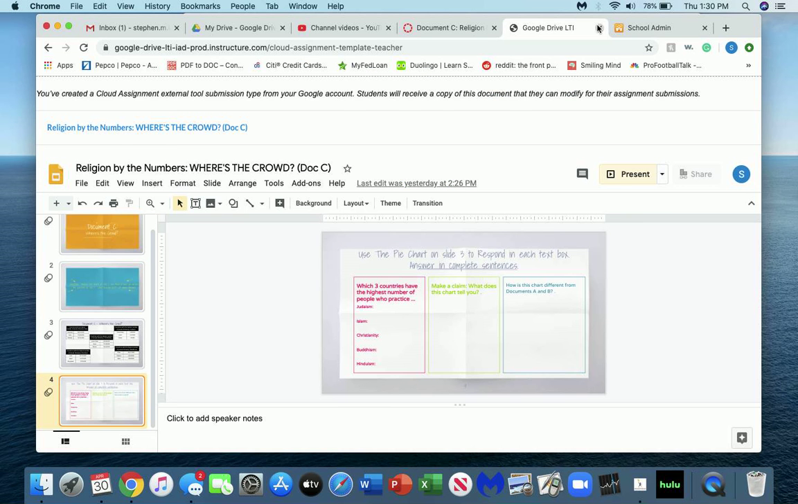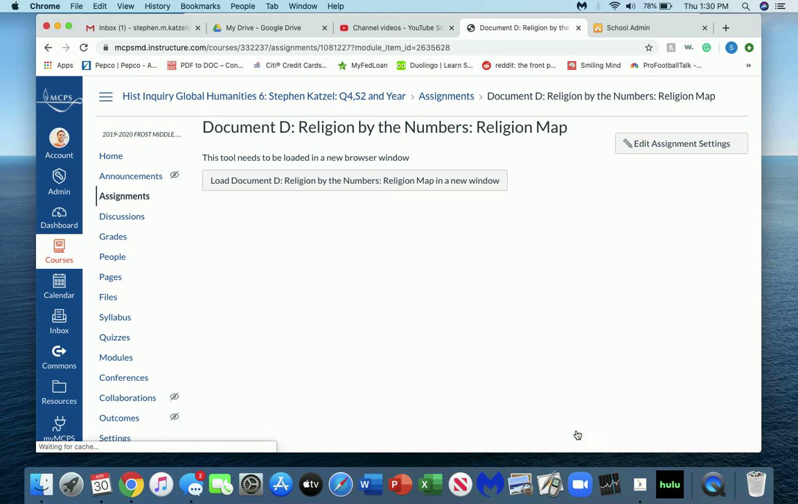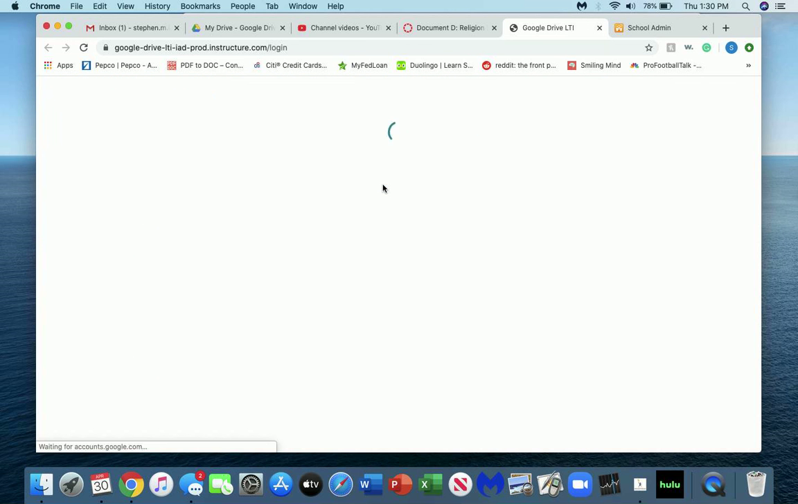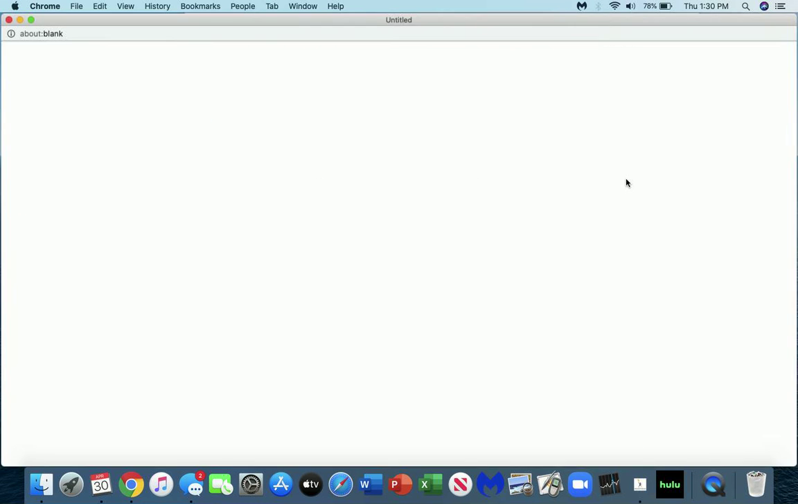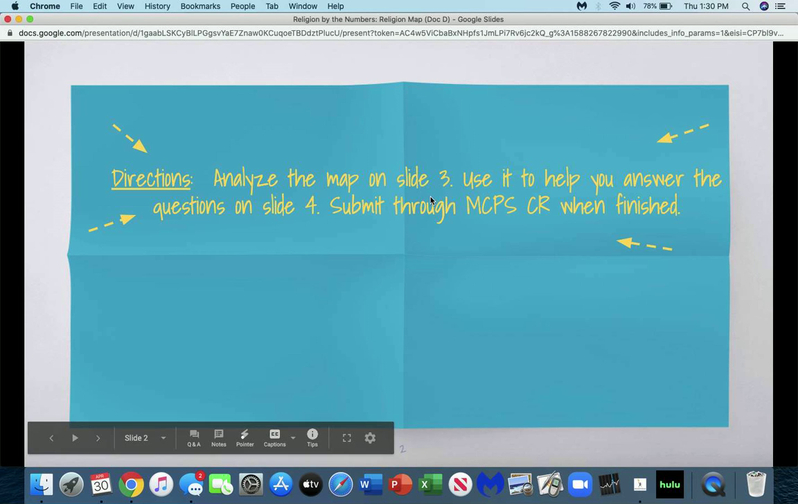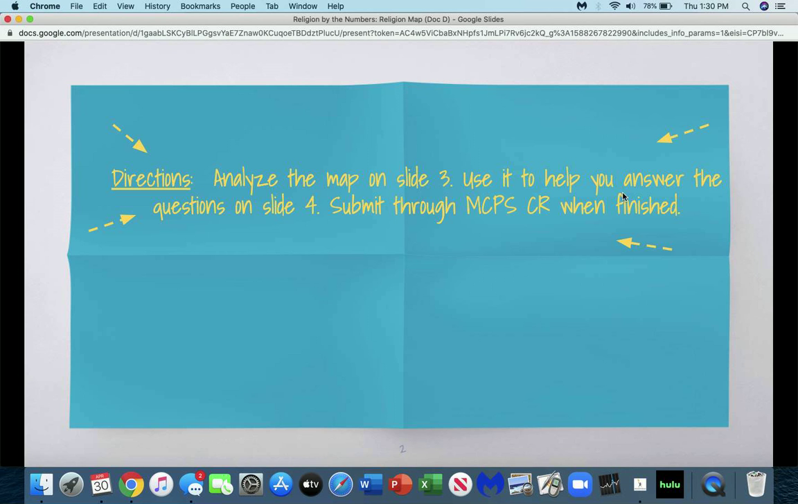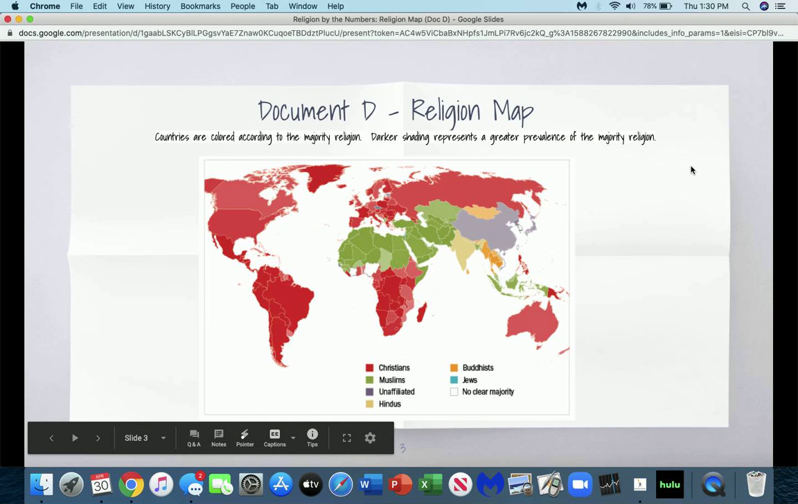Okay, let's move right along into document D. Religion by the numbers, religion map. All right, document D. Analyze the map on slide 3. Use it to help answer the questions on slide 4. Submit through MyMCPS Classroom when finished. Those are the directions. So, document D is a world religion map.